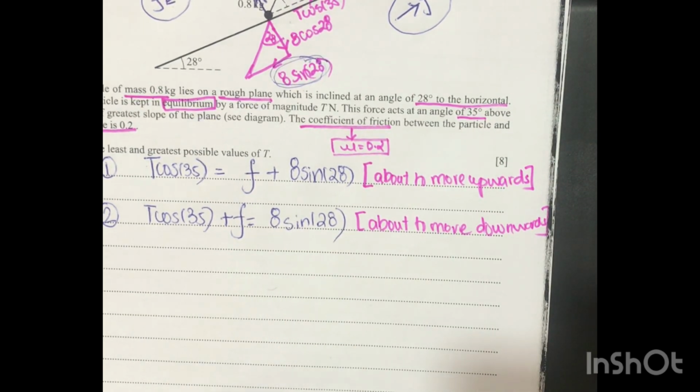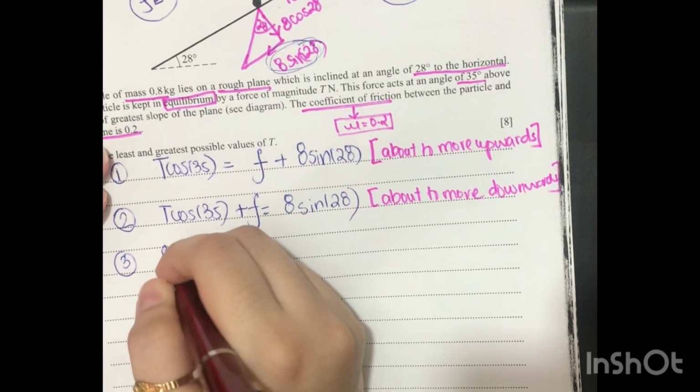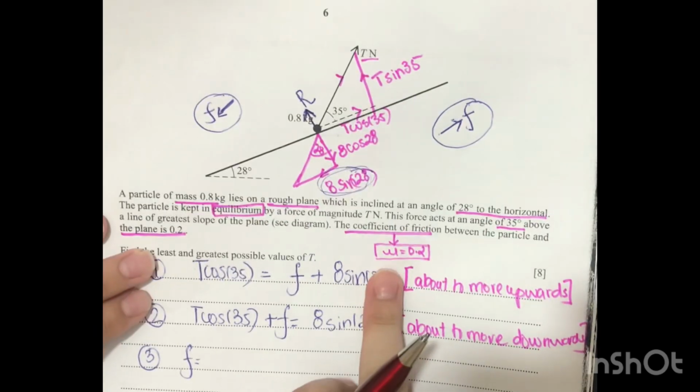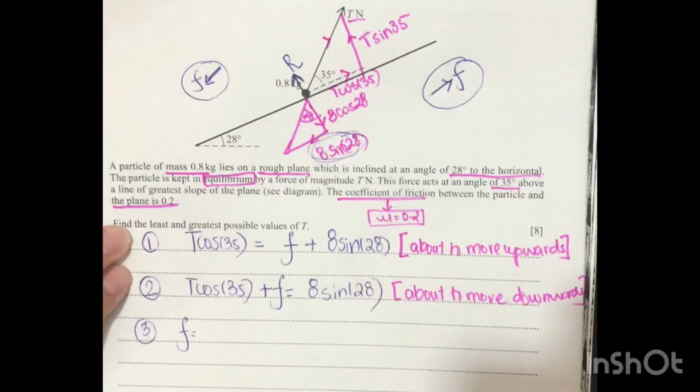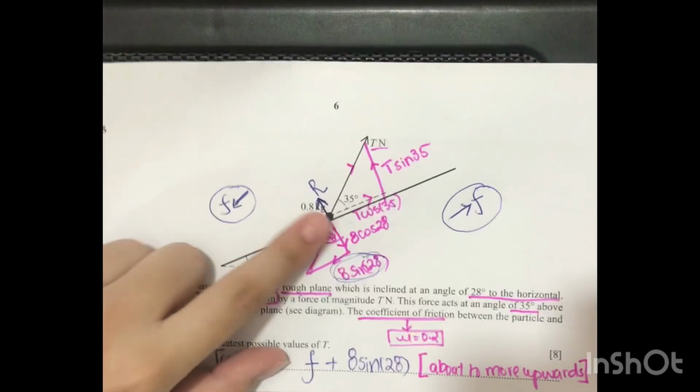So now let's make the third equation for the force of friction. We know that friction is equal to the coefficient of friction, which they have given us as 0.2, and the value of the normal reaction, which is R.